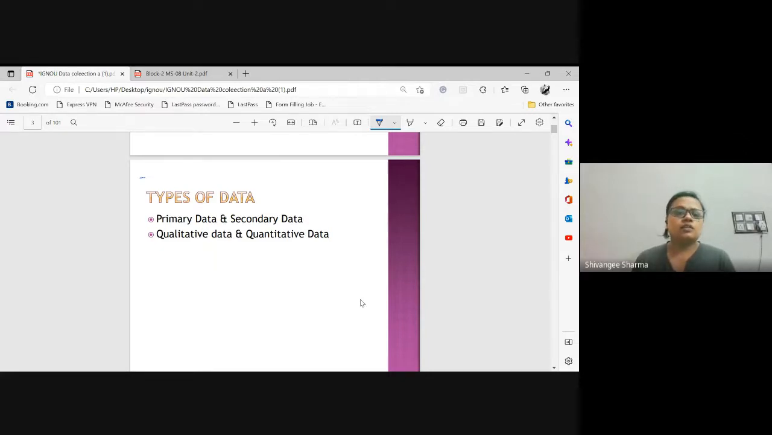So in general, there are two or four types of data, I should say. These are the basic comparative data: primary and secondary data, and qualitative and quantitative data. Primary or secondary, both data can be qualitative also and quantitative also, right? So first we will move on with primary and secondary data.